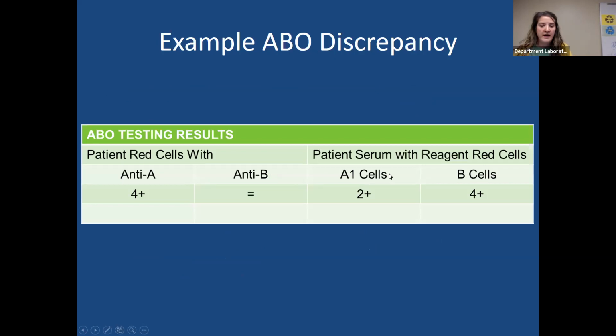All right, so here's an example of an ABO discrepancy. If you have a 4+ reaction with anti-A and a negative reaction with anti-B in the forward typing, a 2+ reaction with your A1 cells and a 4+ reaction with your B cells, all right? Does your forward type match your back type? No. Which one of the results do you think is the discrepant? Which one do you think is the problem? A1 cells, because it has a 2+ reaction. Your weaker reaction is usually going to be the one that's causing the issue.